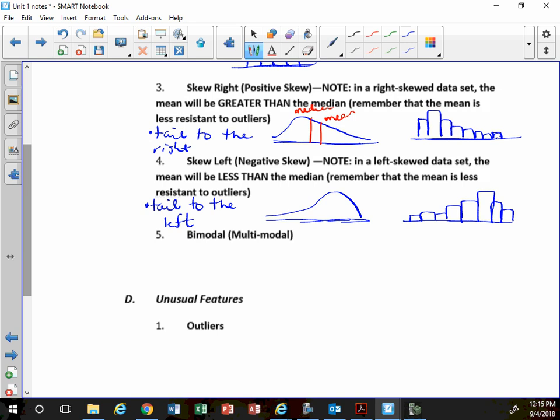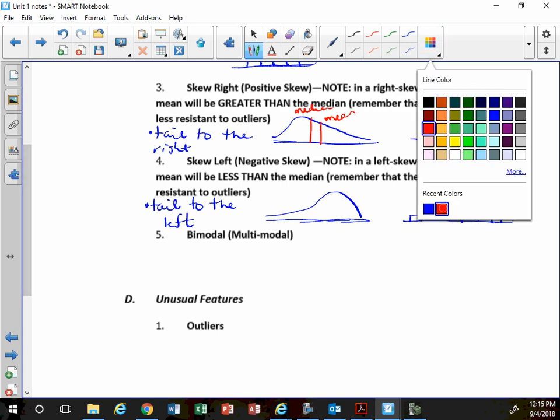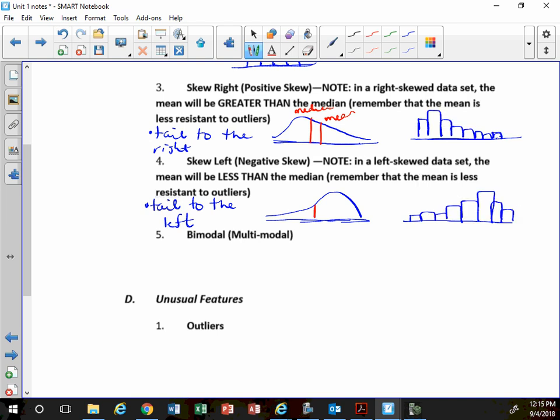So since we're skewed left, where's the mean going this time? The left. This outlier over here is bringing down your mean. Okay, so the mean is to the left of your median. Somewhere in there is your mean. And there's your median.